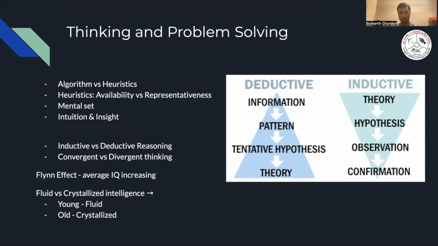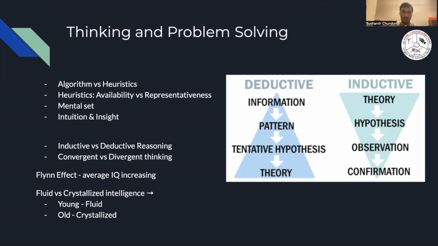Inductive versus deductive reasoning, you can look at the chart over here, but deductive reasoning is when you take the information and come to a theory, whereas inductive reasoning is when you have a theory in mind and then you use your information available to confirm that theory.